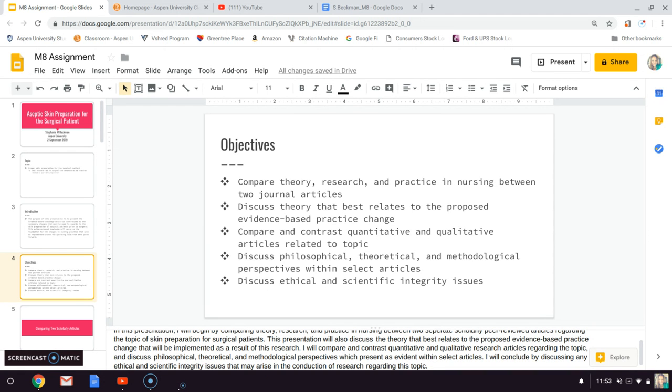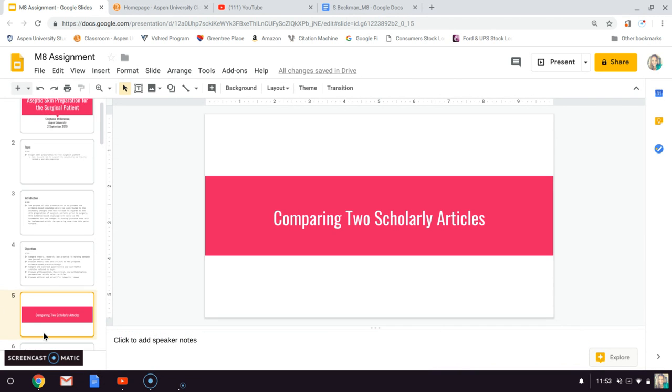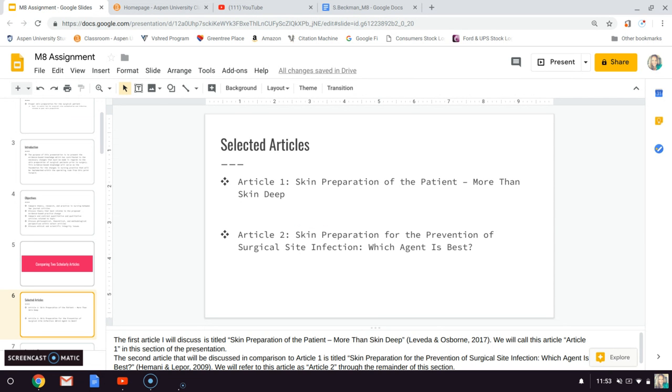I will compare and contrast qualitative and quantitative research articles regarding the topic and discuss philosophical, theoretical, and methodological perspectives which present as evident within select articles. I will conclude by discussing any ethical and scientific integrity issues that may arise in the conduction of research regarding this topic.